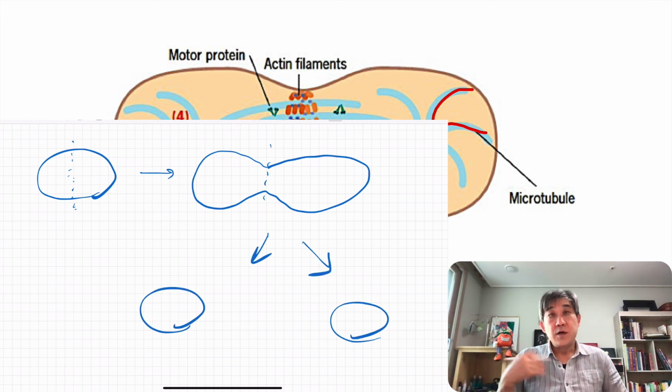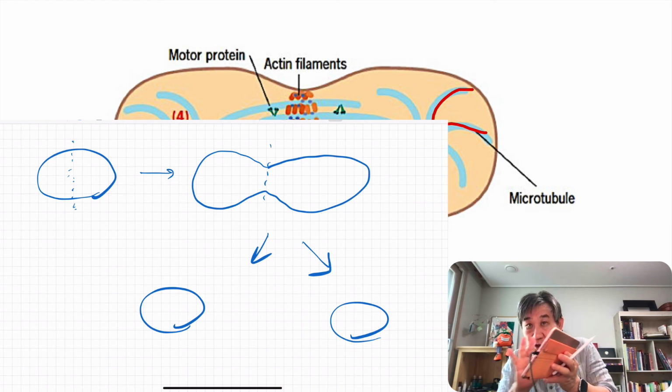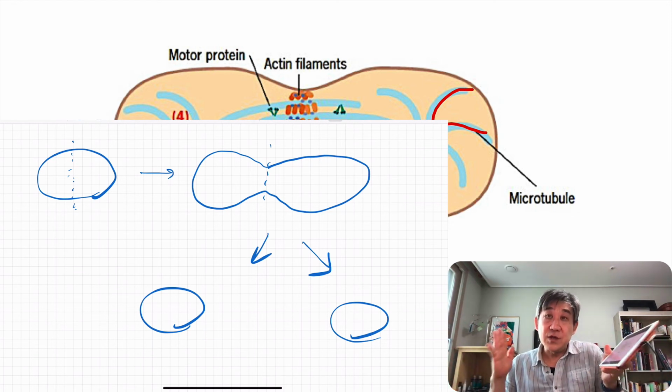This is how usually the animal cell is being divided. And to do so, there are two events that must be carefully taken care of. First, during this cell division, your genetic material, the chromosomes, should be segregated equally.